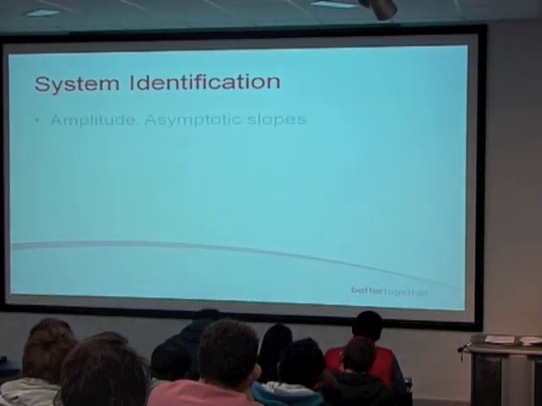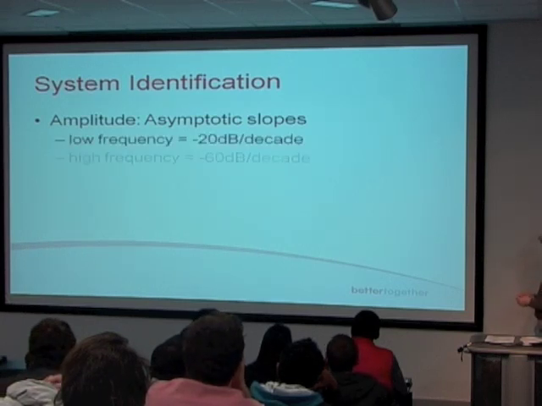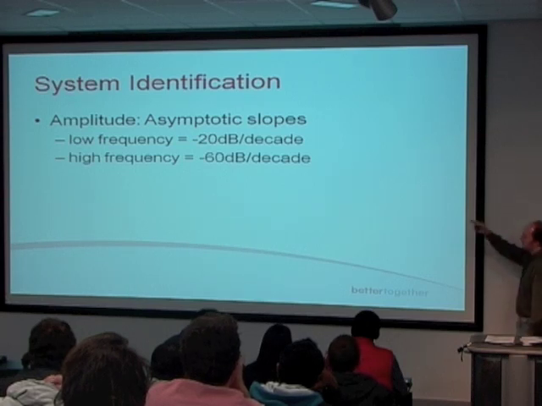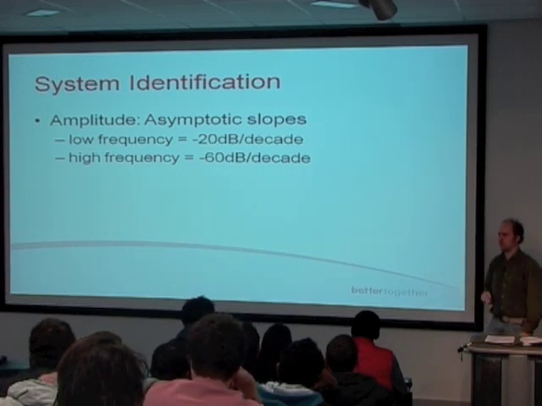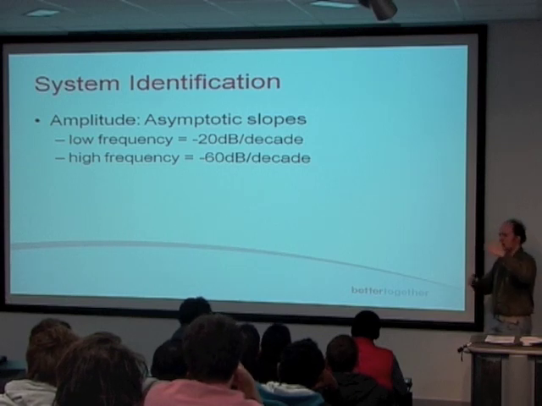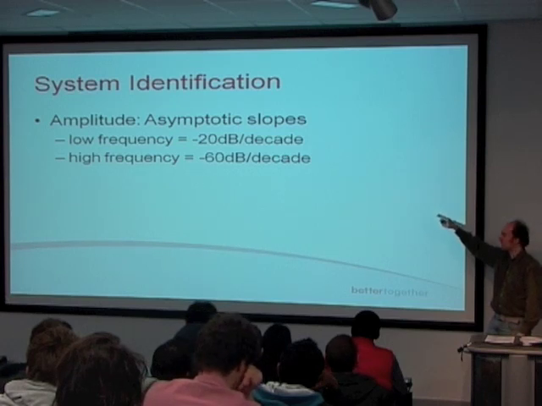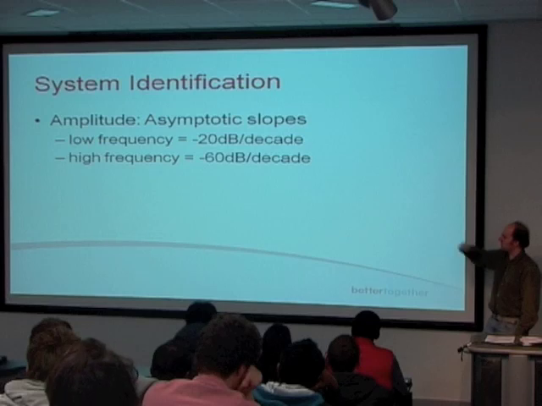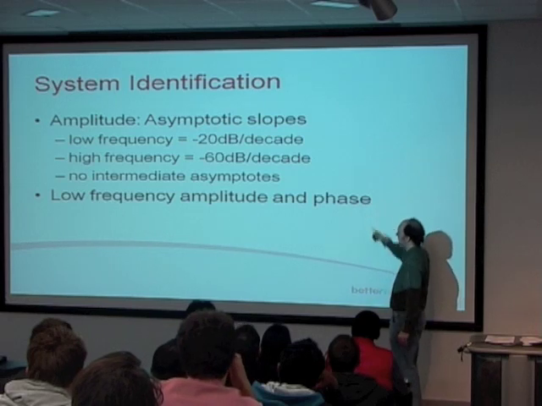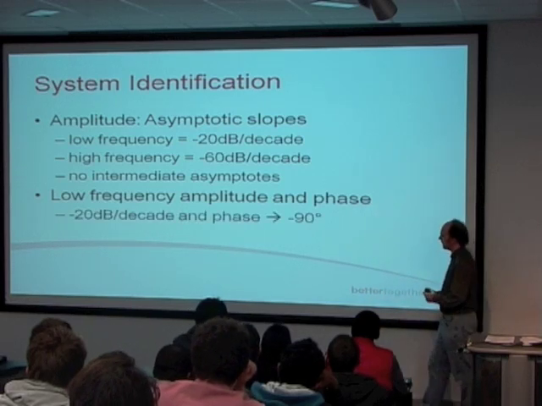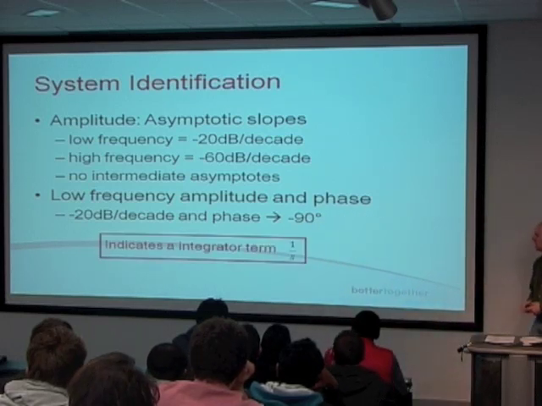So first thing to look at, amplitude. Let's look at the slopes of those lines. Okay, at low frequency, we've got minus 20 dB per decade. At high frequency, we have minus 60 dB per decade. Well, we know that at low frequency, we've got minus 20 dB per decade. Well, that must mean that there's an integrator in there. There's no straight line, so there may be a gain, but we don't know that yet. It starts off at minus 20. There must be an integrator in that system. And we know that because it goes from minus 20 to minus 60, it must be a third-order system. Okay. So the low frequency amplitude and phase: minus 20 dB per decade, and we know that the phase was minus 90, as we saw. And that indicates that there is an integrator term.